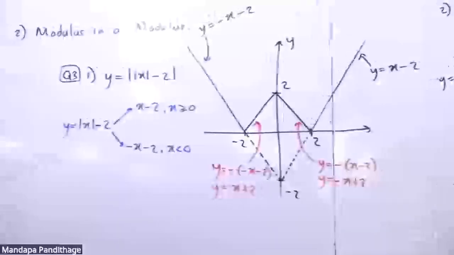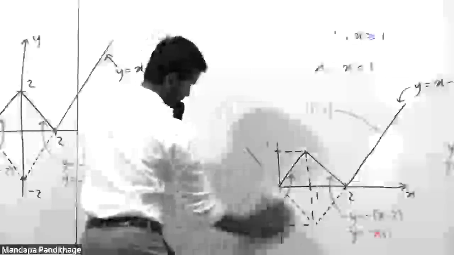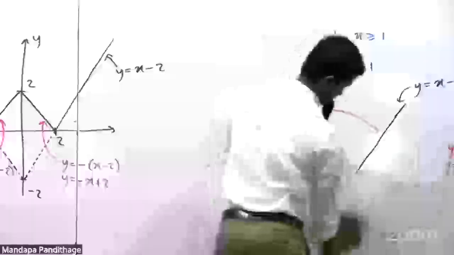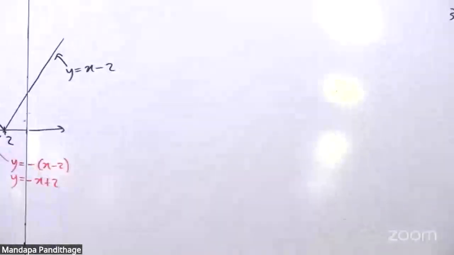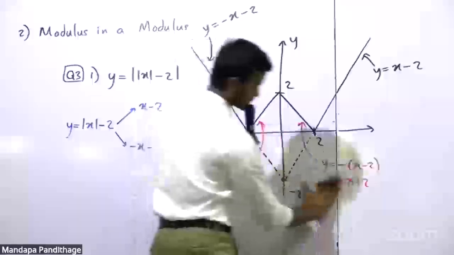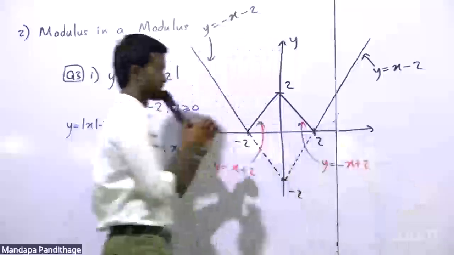Y equals modulus, inside you got modulus x minus 2. So I'll be using this. I know all the equations, so I'll only write the answer, meaning the final answer. So this is y equals x plus 2, and this is y equals minus x plus 2.